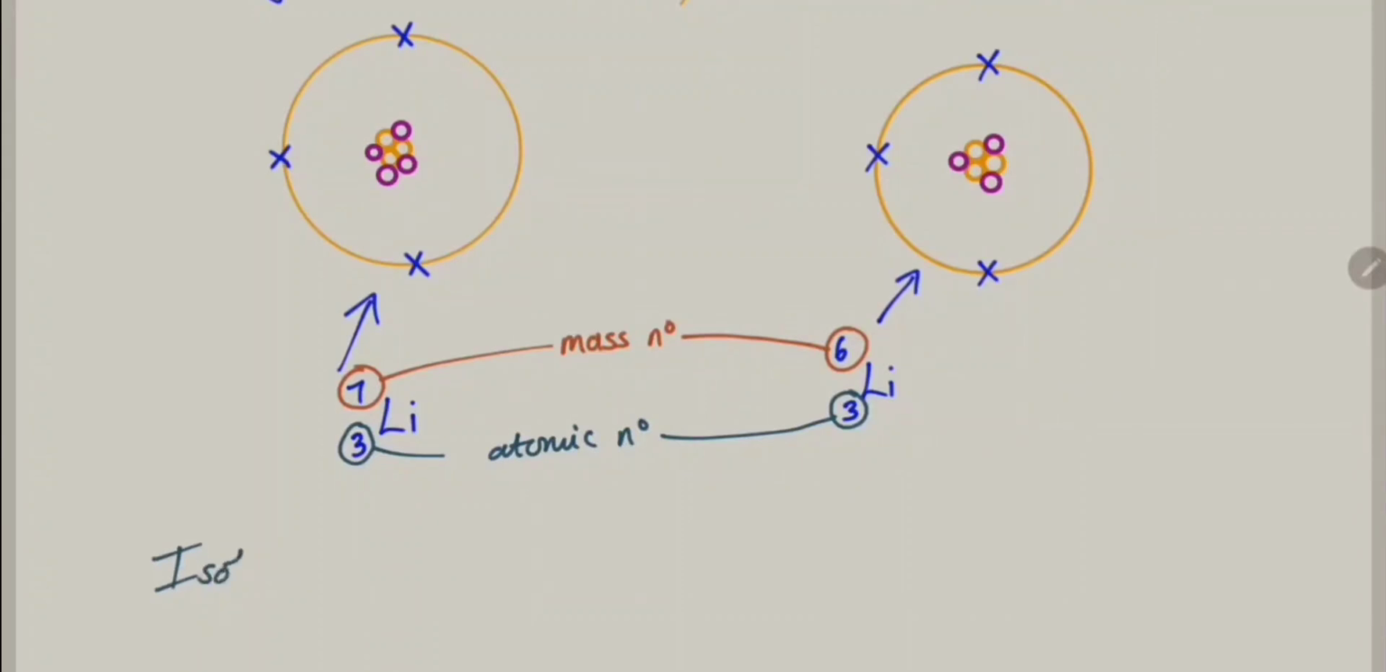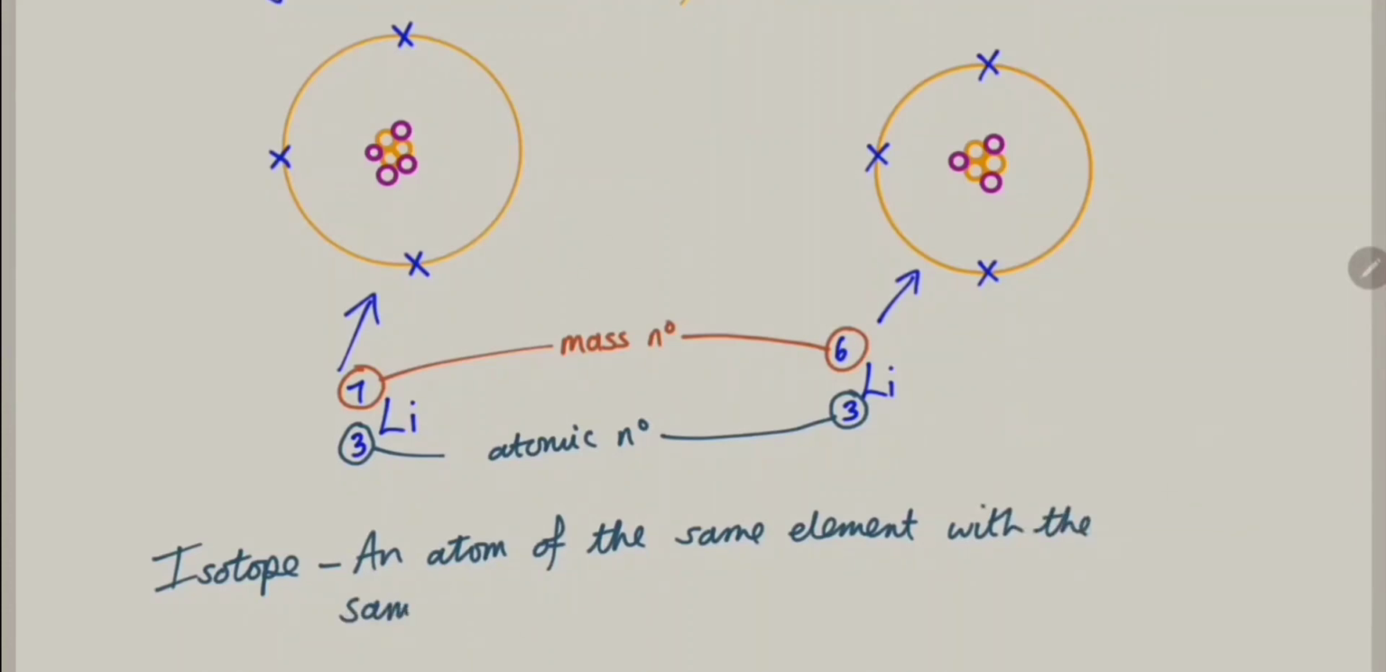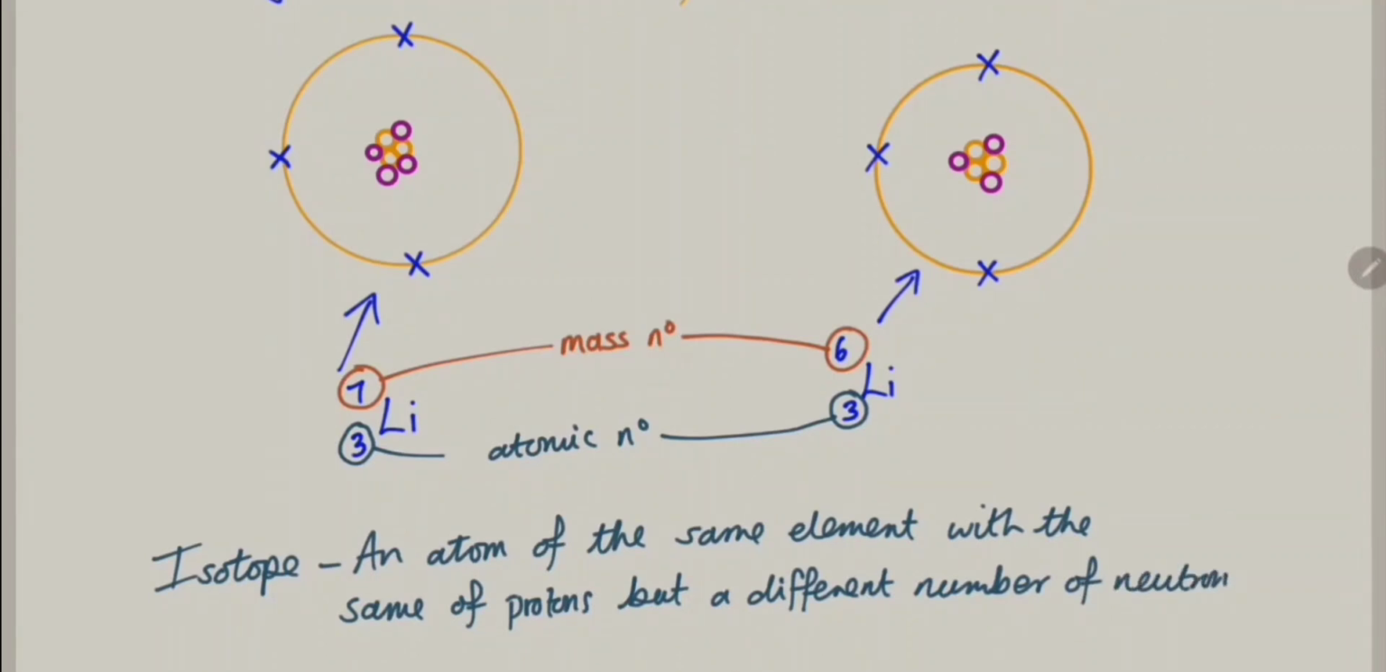So we can define the word isotope. An isotope is an atom of the same element with the same number of protons. That's what makes it the same element, but it has a different number of neutrons. So if you see, lithium-7 has 4 neutrons, but lithium-6 has only 3. So I'll highlight this definition for you because it is very important. And so lithium-7 is an isotope of lithium-6.